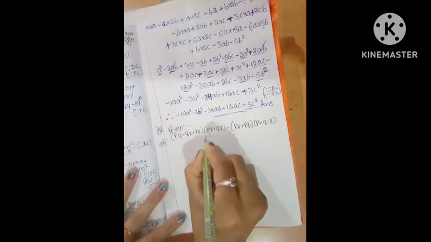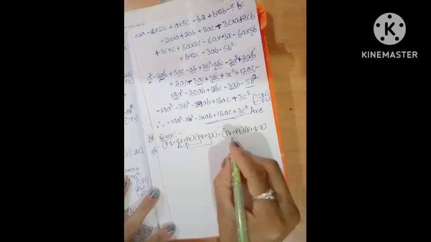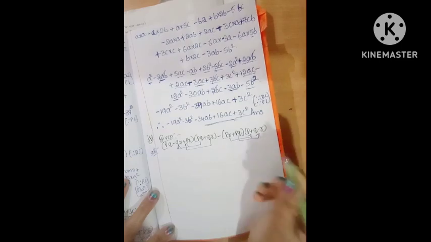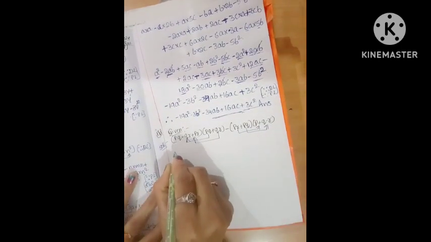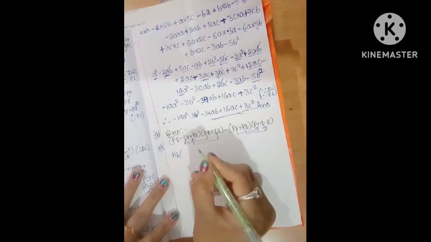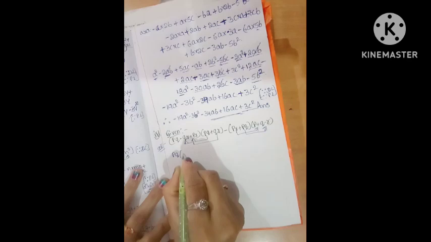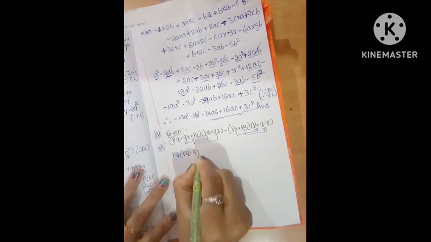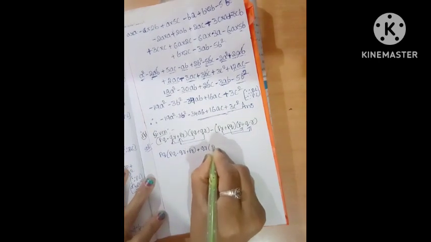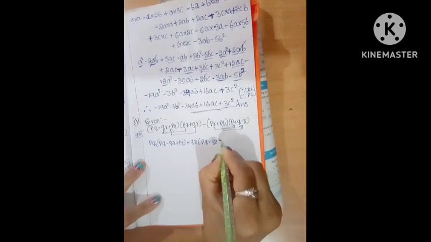This is also solved by using the distributive property. A polynomial is multiplied by a polynomial, so we multiply each term of the first polynomial by each term of the second one only. PQ minus QR plus PR, multiplied by PQ, plus QR into PQ minus QR plus PR.